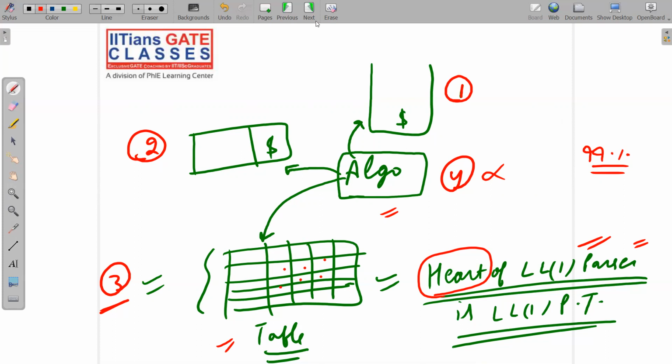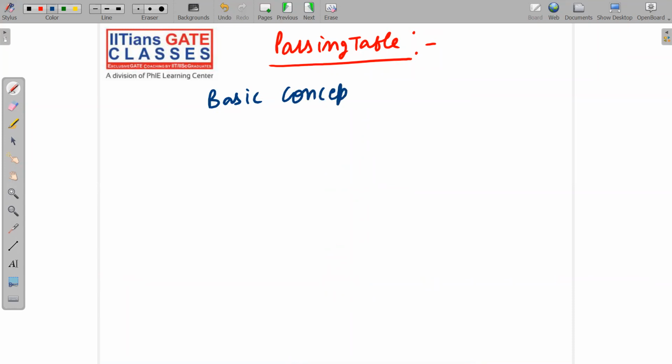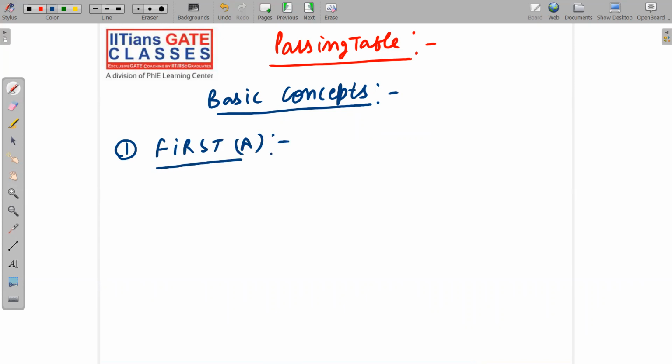So let's jump to the parsing table. I'm jumping to the next slide now. So, the parsing table. Let me tell you one basic thing: we cannot start this parsing table directly. Before starting this table, we have to study some basic concepts. And the very first concept we are going to study is First. First of A, we will write like this.